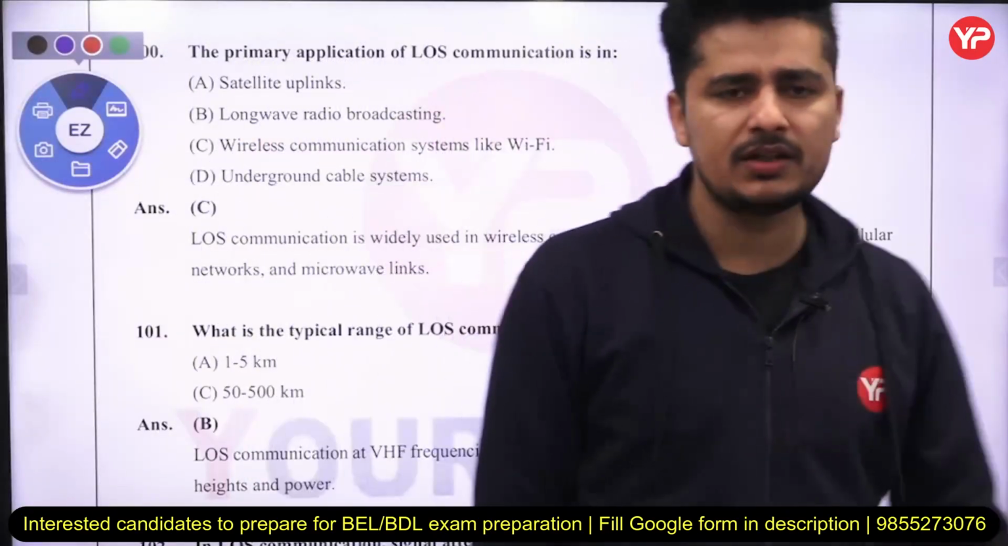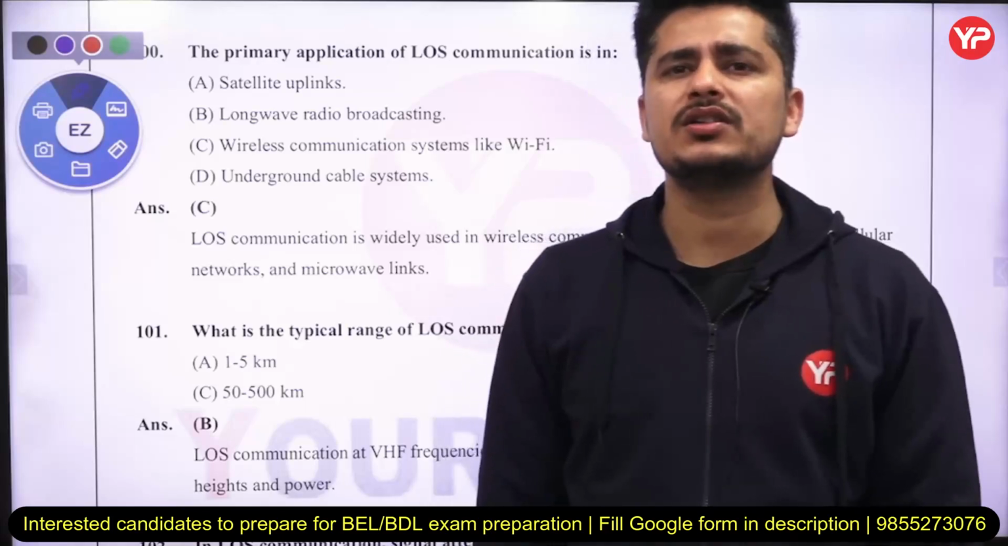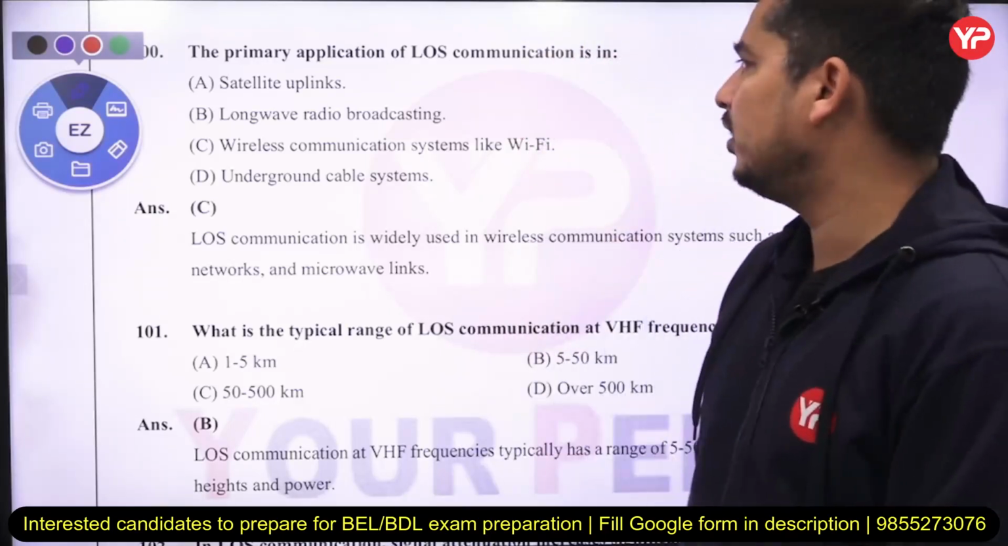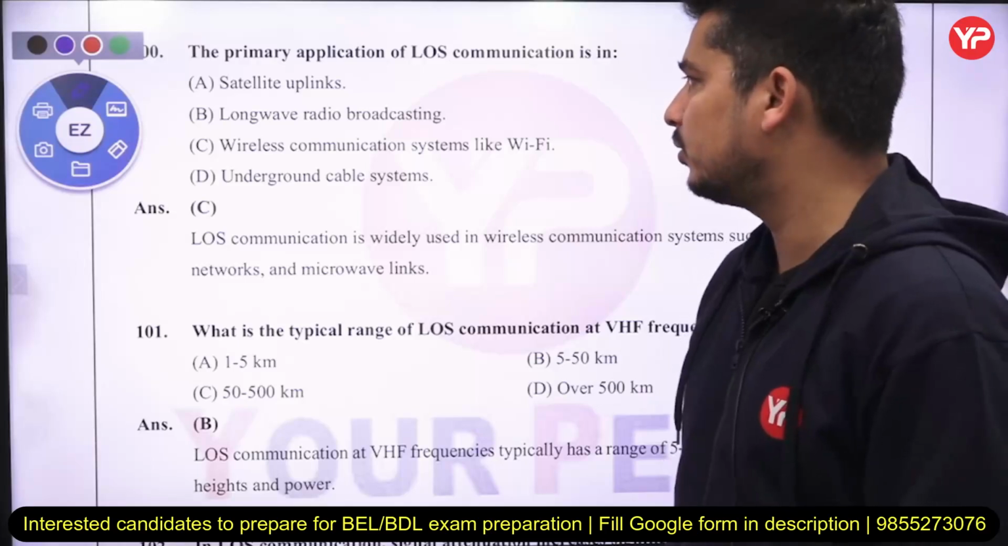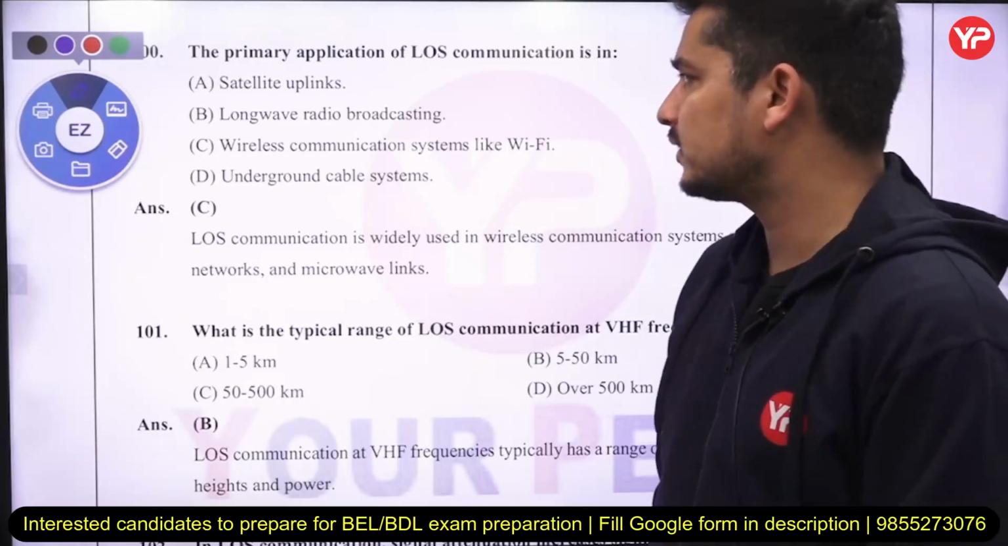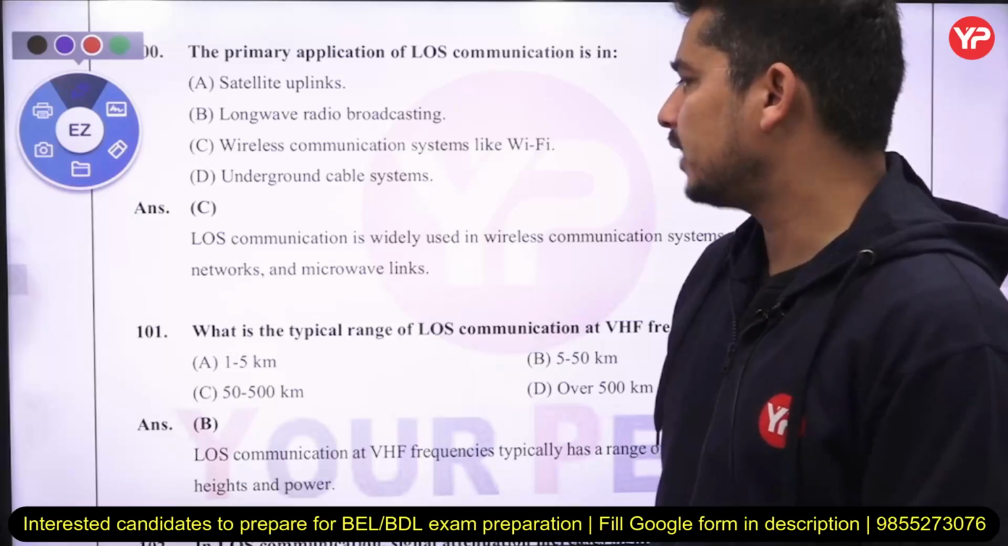Primarily, what is the main use of line of sight communication? That is Wi-Fi. We can't do satellite communication with that. Satellite and long wave radio broadcasting we can't do. We can do wireless communication systems like Wi-Fi and other systems that are called line of sight communication.